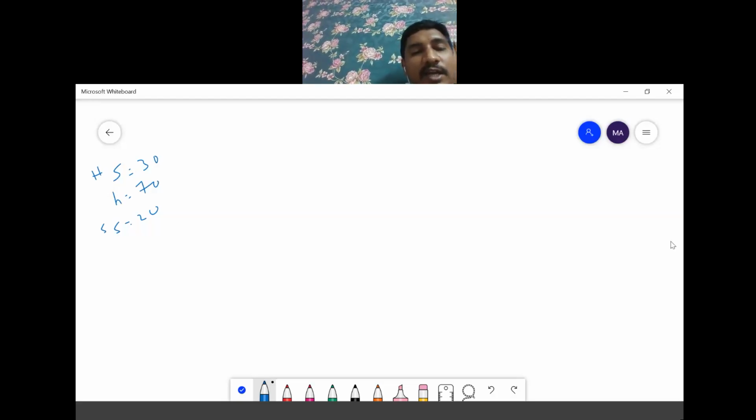Here he has given the side as 30 mm, so I am taking 30 mm here. I am taking the angle as 120, 120, the inside angle. I am cutting 30, 30 here. I am extending one dotted line from this vertex, and from here again I will cut 30.